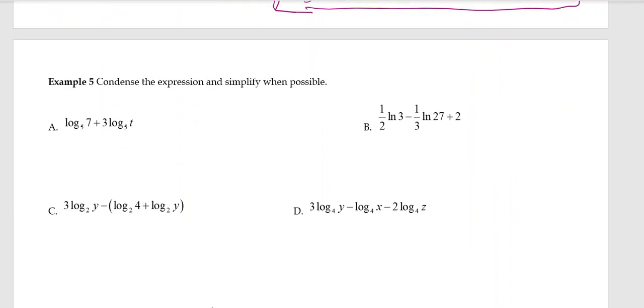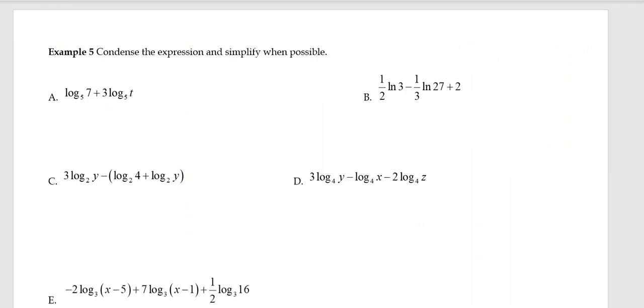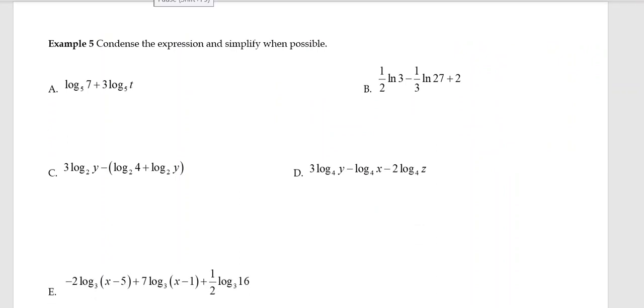Okay, now we're going to condense. We're going to put it back together and also simplify when we can. So we've got a sum, so we know that's going to turn into the product. So what we got here is the log base 5 of 7t cubed, right? Because the 3's got to go up here, and then I got to multiply those two, take the log base 5 of it.